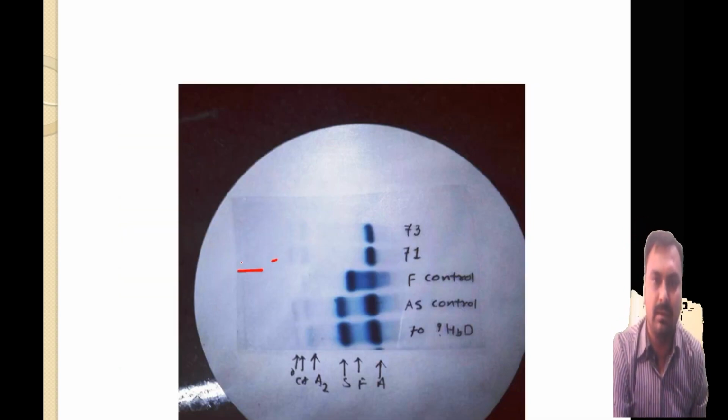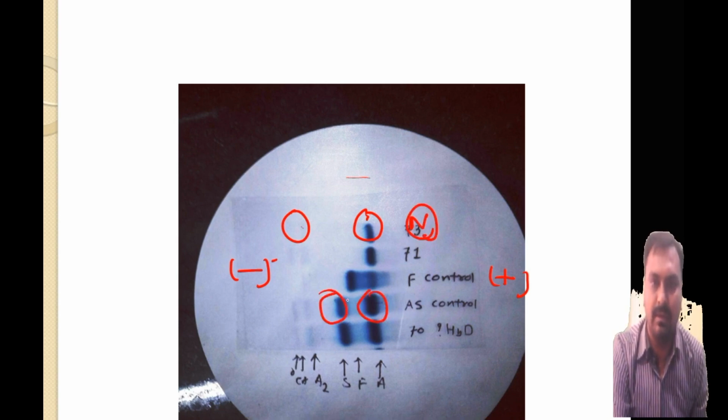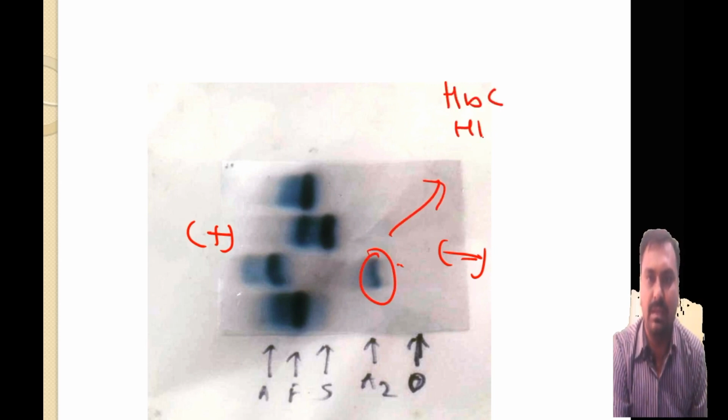Again, this is the negative side, the cathode, and the positive anode. If there is only an A band and some amount of HbA2, this is normal. But in a sickle trait patient, there is A and S, two bands. Now, this is the negative side, this is positive, and the point of application is here. If a band is seen at the A2 region, that is mainly HbC, HbE, or HbO.